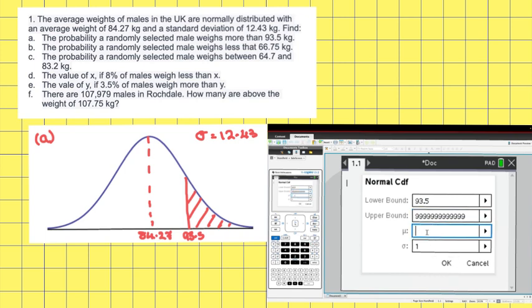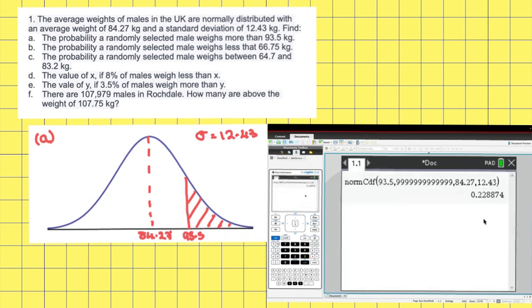I know what my mean is. My mean is 84.27. And I know what my standard deviation is. It is 12.43. So that's all my information. If I press OK, I will get the probability that a man weighs more than 93.5 is 0.228874, which is 22.9% to 3 significant figures.